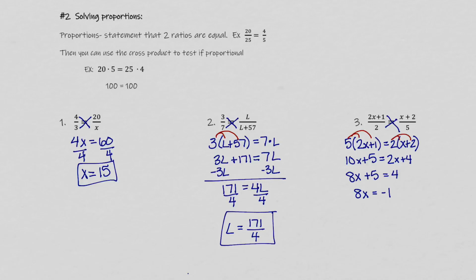To get x by itself, we're going to divide by 8. Whoops, it switched to my eraser. And so it's -1 divided by 8. And that doesn't simplify. So that would be the answer that you type in if this were the problem that you have in Canvas.